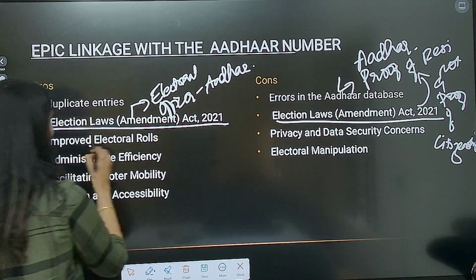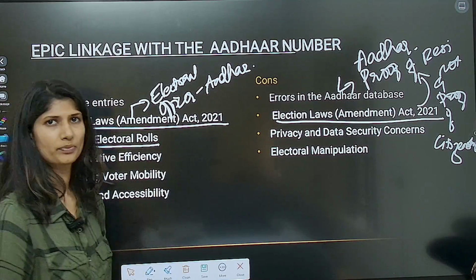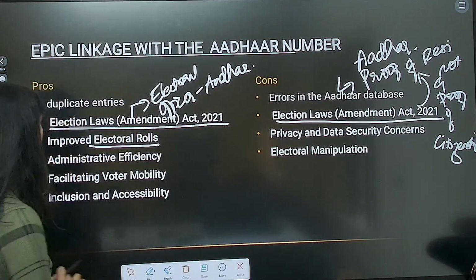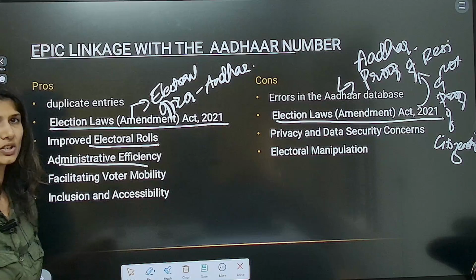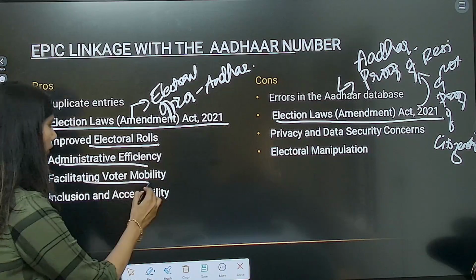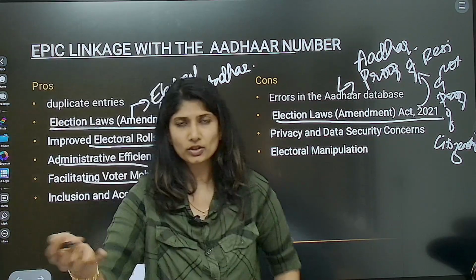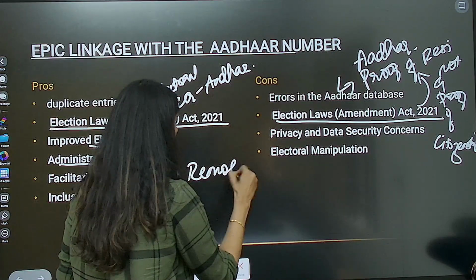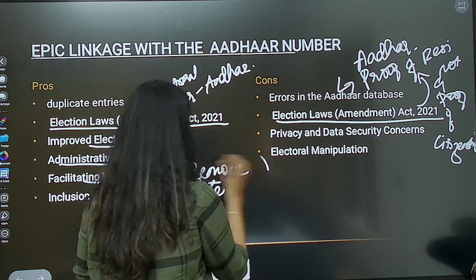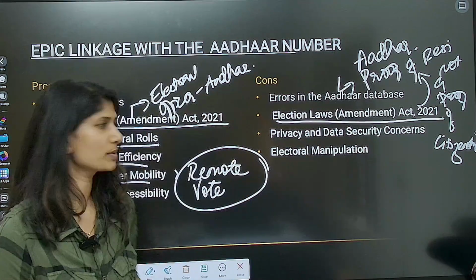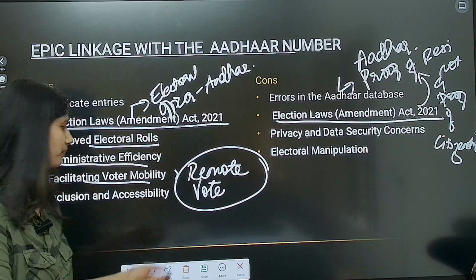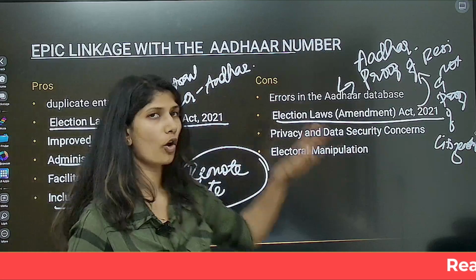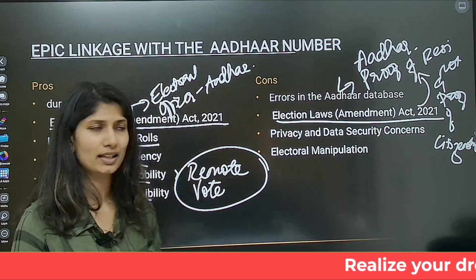Next, this would lead to improved electoral rolls. Yes, removal of duplicate entries, and voter fraud can be reduced. Administrative efficiency becomes easier. Facilitating voter mobility. Let's assume in case future technological advancements happen where you can even remote vote. Yeah, possibilities are there. With technological advancements at that point of time, this would become easier. Then inclusion and accessibility. So all these are advantages of linking your EPIC card with your Aadhaar number.